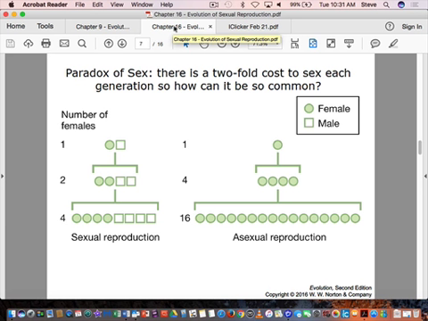So you can run these simulations. It doesn't take very long for an asexual female to eliminate a sexual female, often within 8 to 10 generations. So this suggests, shouldn't they be more common? Okay.